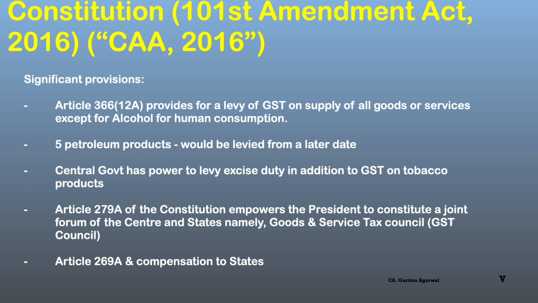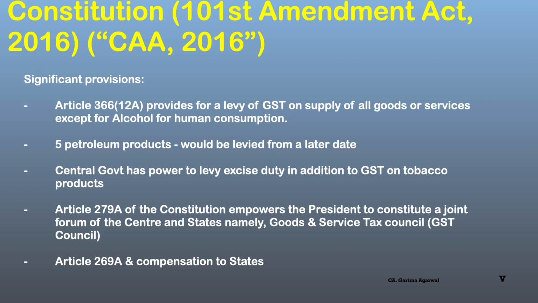Apart from that, other significant provision under CAA 2016 is the formation of the GST Council, and the details are laid down under Article 279A. The Constitution empowers the President to constitute a joint forum, namely GST Council. GST required a mechanism where the centre and state governments could decide tax rates together. We will discuss in detail on this subsequently.